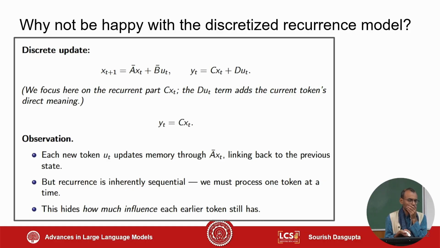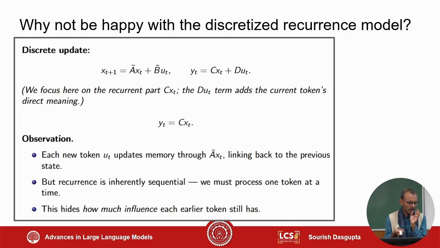For the discussion's sake, let's say we just stick to y t equals C x t, and we leave the D u t term aside, because the D u t term is just the static meaning of that word, not the contextual meaning. It's not linked up with the memory. It's just that particular word coming at that particular time only. C is linked up with x t. C is linked up with the memory.